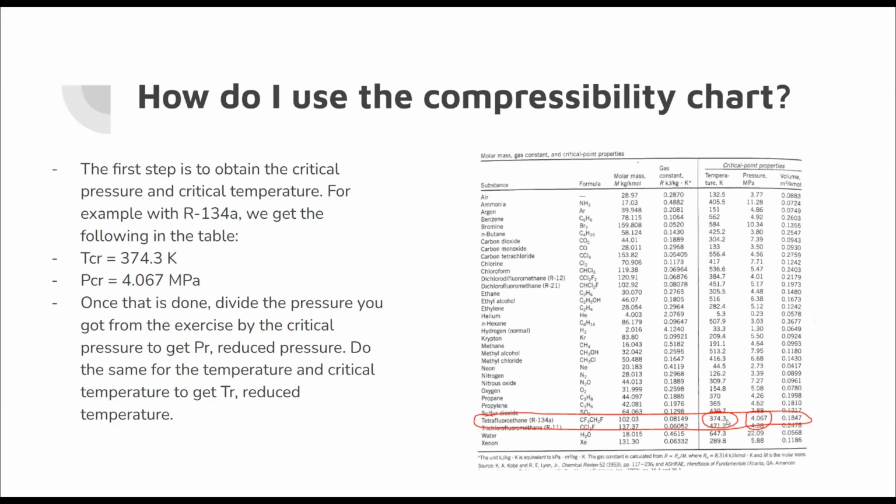You take the critical point temperature, which is 374.3 Kelvin, and the critical point pressure, which is 4.067 megapascal. Once you have that, you divide the pressure that you got from the exercise by the critical point pressure, and then you divide the temperature that you calculated by the critical point temperature. Then you get what we call PR and TR, or reduced pressure and reduced temperature.